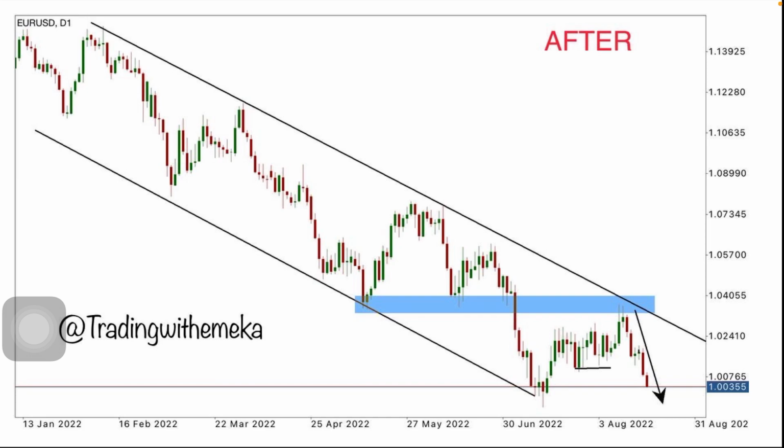I hope this strategy is clear. I'll be bringing you more and more strategies. I want to give you a lot of varieties so that you have a lot of bullets in your armor to attack the market.